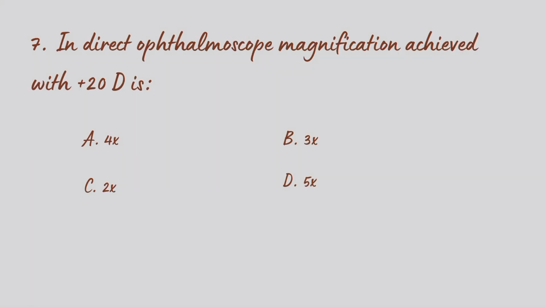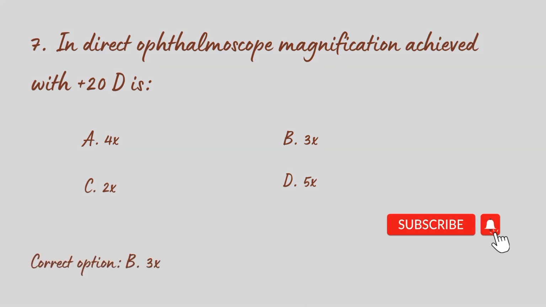Next question. In direct ophthalmoscope, magnification achieved with plus 20 diopter is option A 4x, option B 3x, option C 2x, and option D 5x. Correct answer is option B 3x.